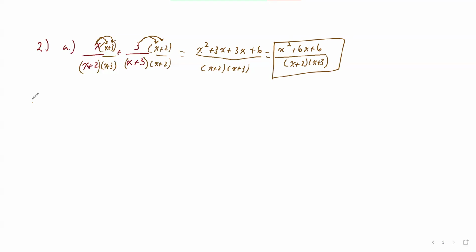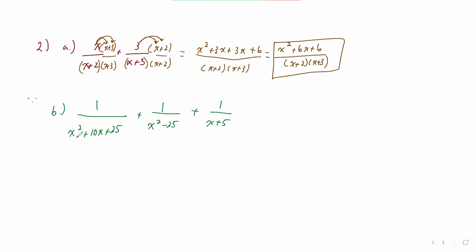Let's do another one. Let's try part B. This one is 1 over x squared plus 10x plus 25, plus 1 over x squared minus 25, plus 1 over x plus 5. So the first thing you want to do is factor everything.